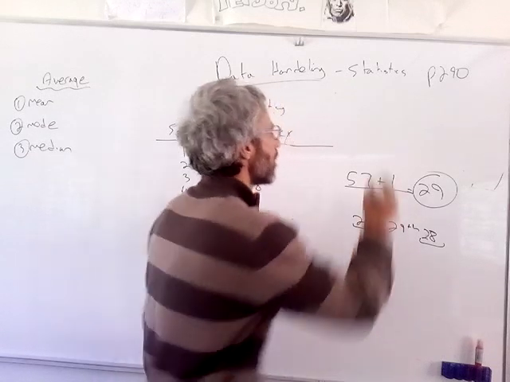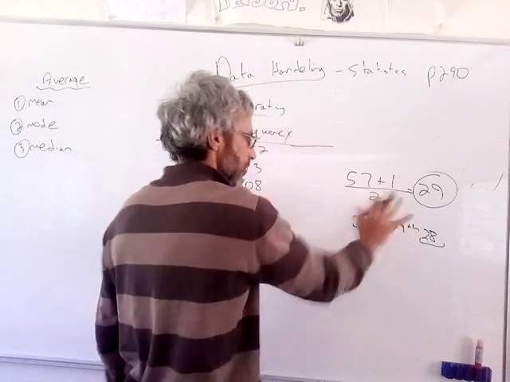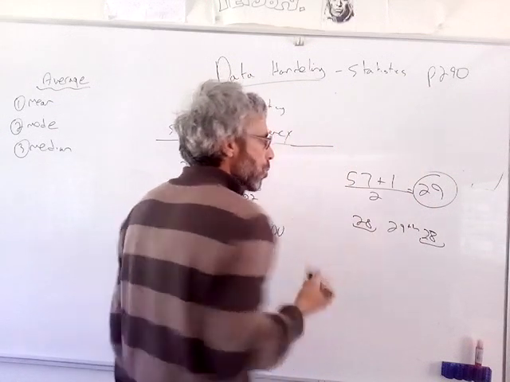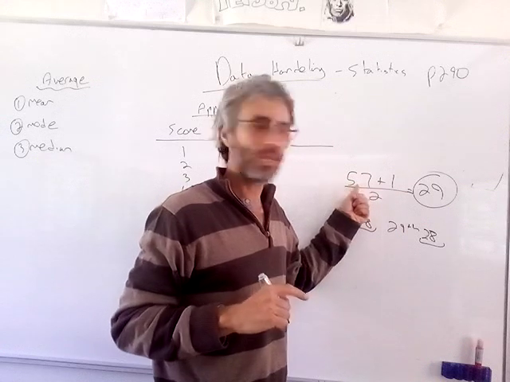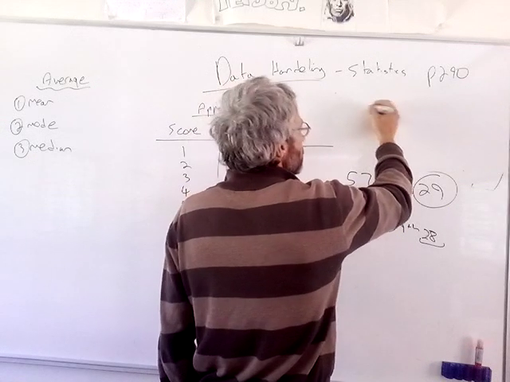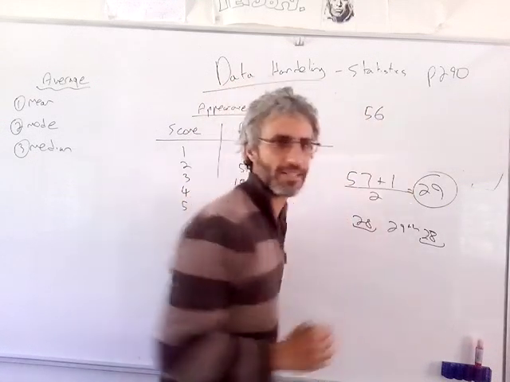Okay? So what are we doing? We'll write down the rule in a second. What about if we had an even number? Now we have an odd number. What if we have data like, let's say, 56? That's an even number.